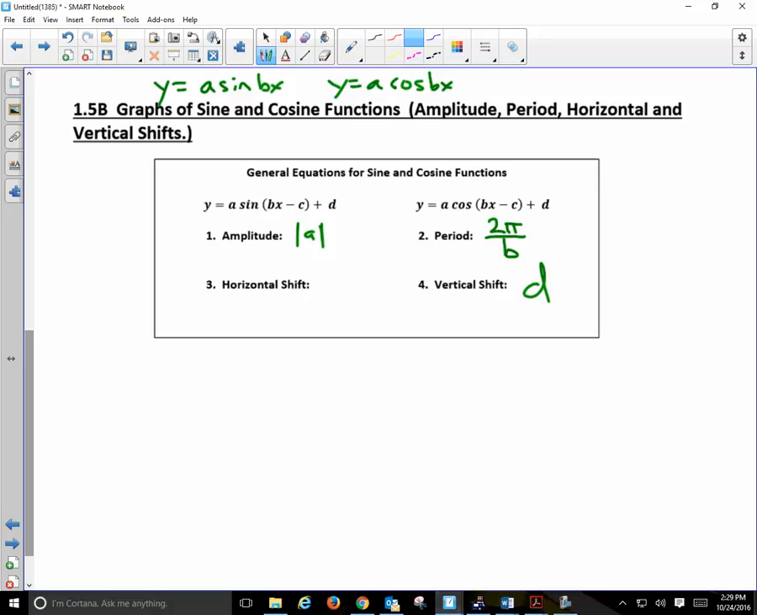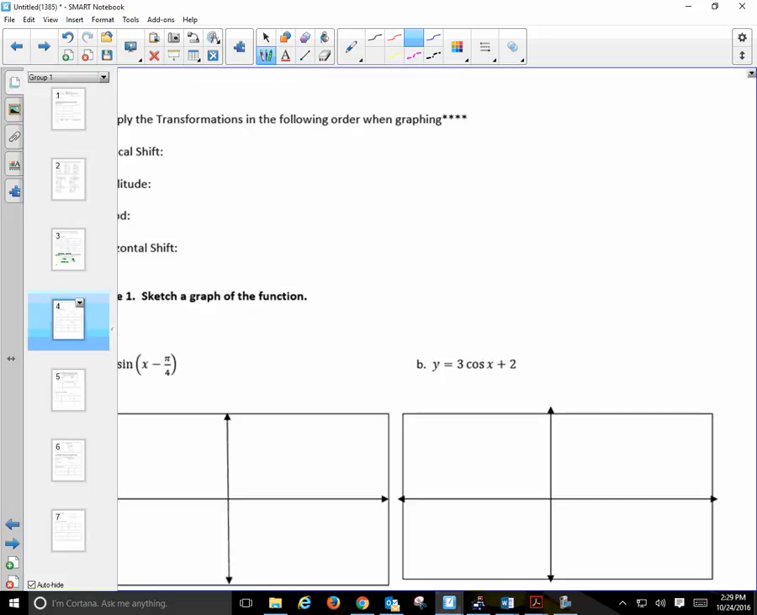And then we've got horizontal shift. You will solve bx minus c is equal to 0. Solve for x. And that's your horizontal shift. Okay? Now, it may not make a lot of sense right now, but trust me, it will as we move forward. bx minus c is equal to 0. That's this inside piece. You're going to solve that inside piece equal to 0. Whatever you get, that ends up being your horizontal shift. Okay, flip it over. Let's try 4 examples.